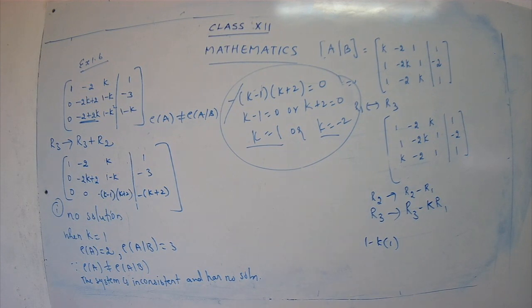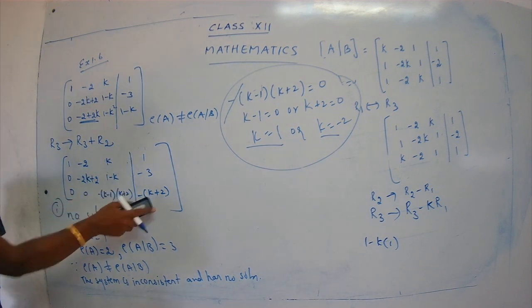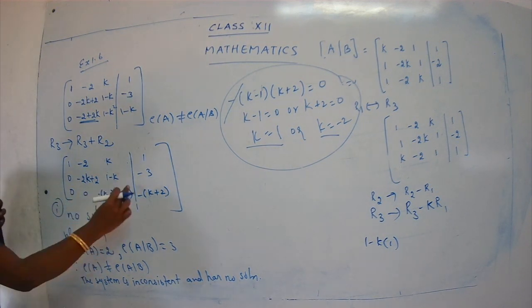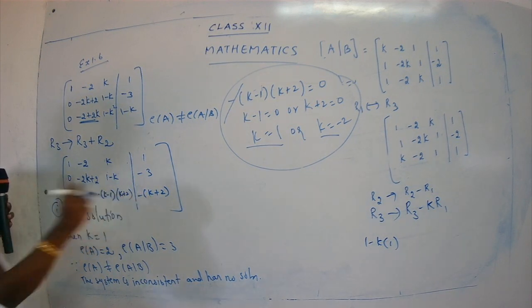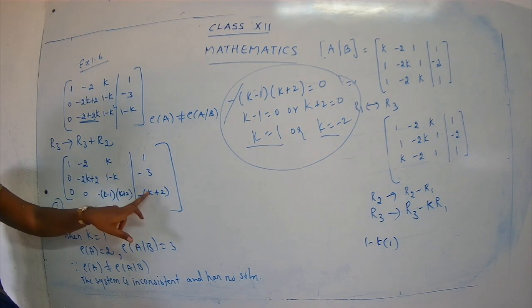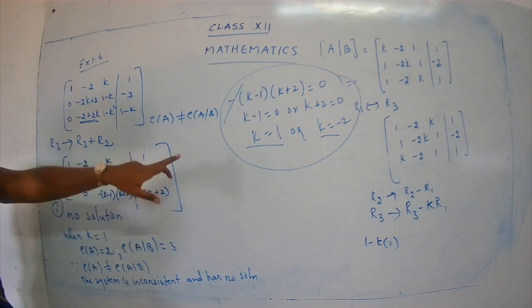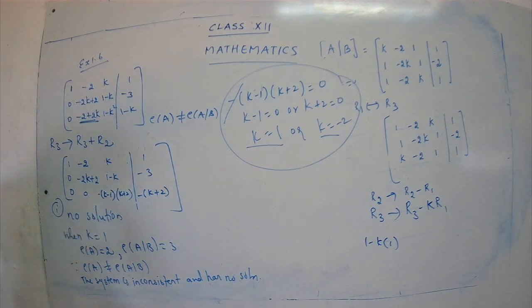Already we have the number of unknowns as 3. So you should have a rank of A as 3 and rank of AB as 3. That means this should not be 0, not be 0, not be 0, and this also should not be 0. So this will be not 0 if K is not equal to minus 2, and this will be not equal to 0 when K is not equal to minus 1. You getting my point? Okay.